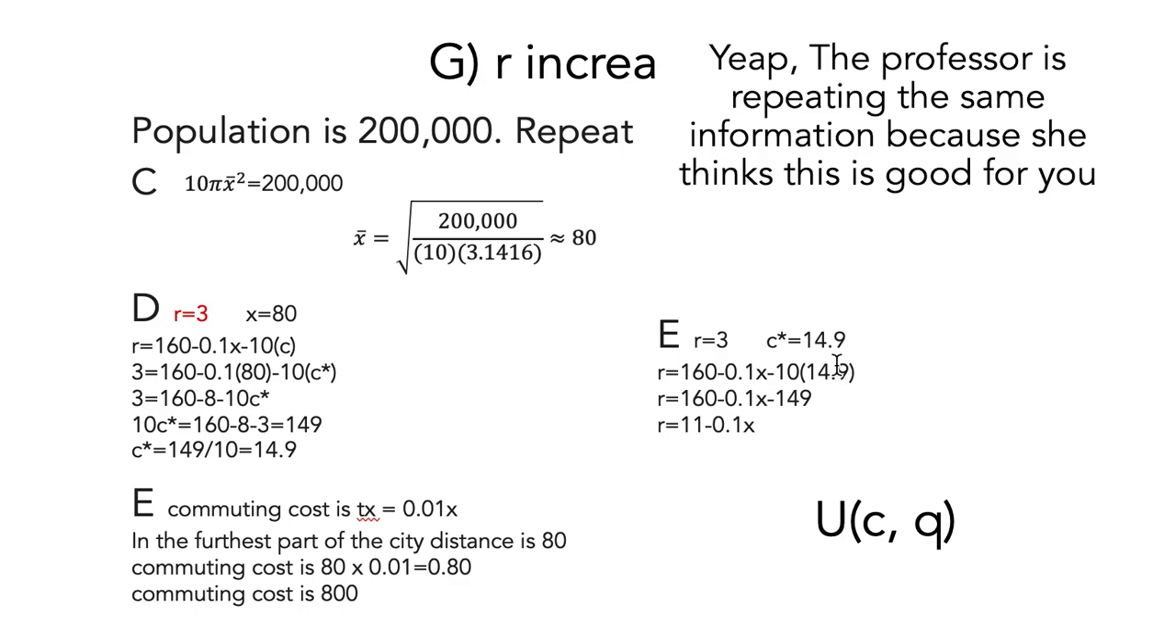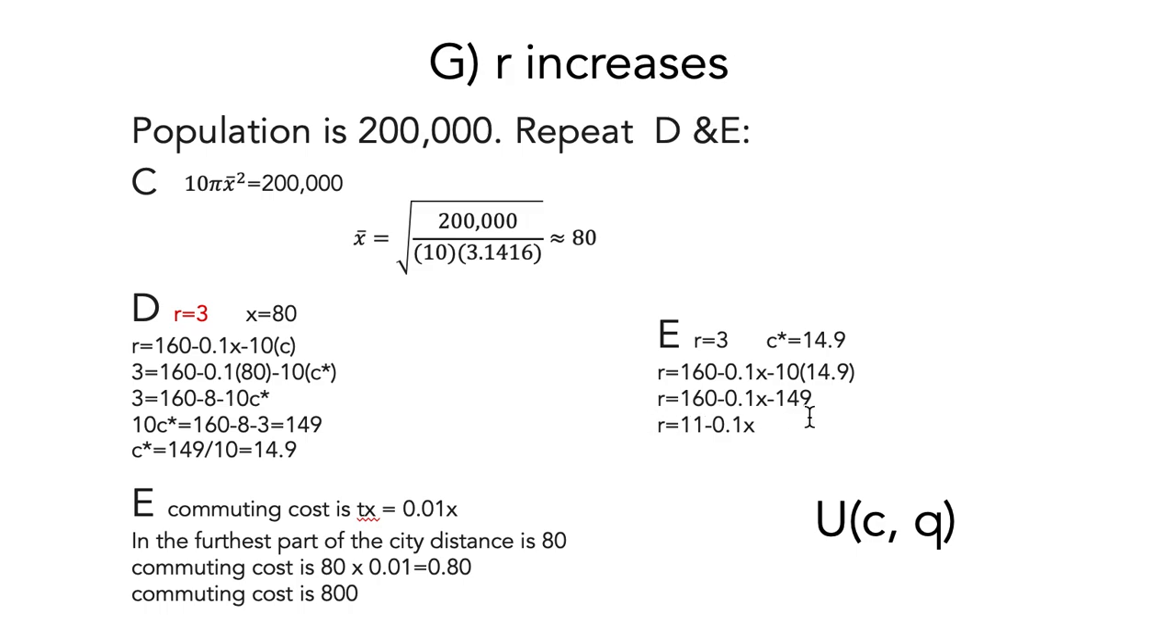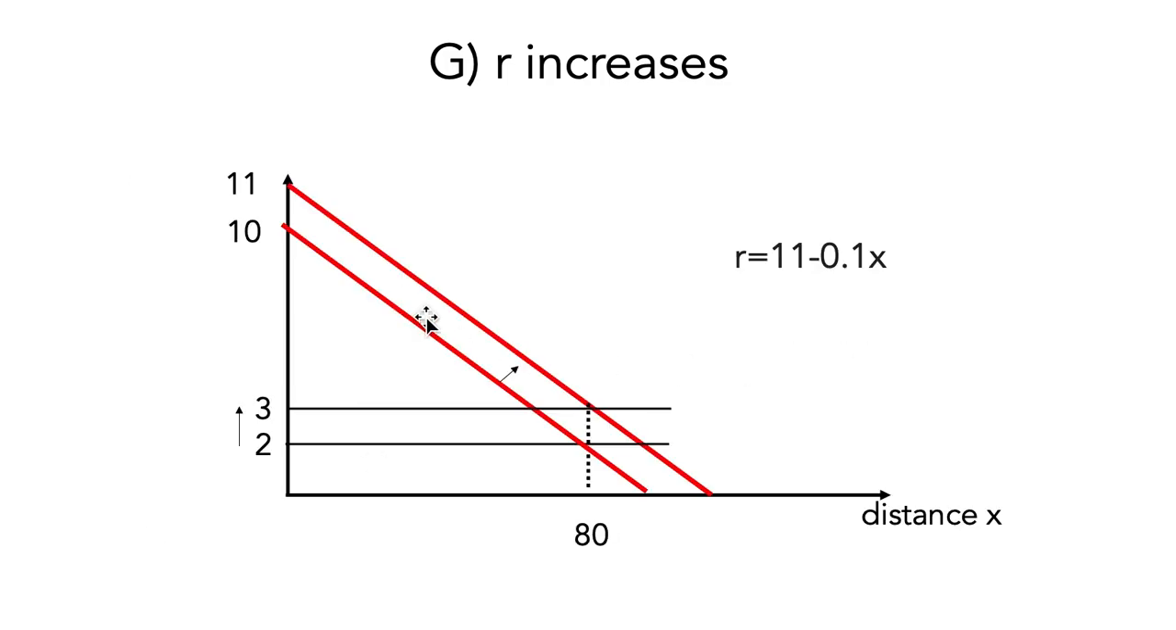C star is plugged into the function, and now we know this relationship between x distance and rent. This is one of the most celebrated discoveries in urban economics, and it's very simple. So we have this graph. Originally, you remember, we had r equals 10 minus 0.1x. Now that we have this increase in land rent, basically the land rent function moved to the right.